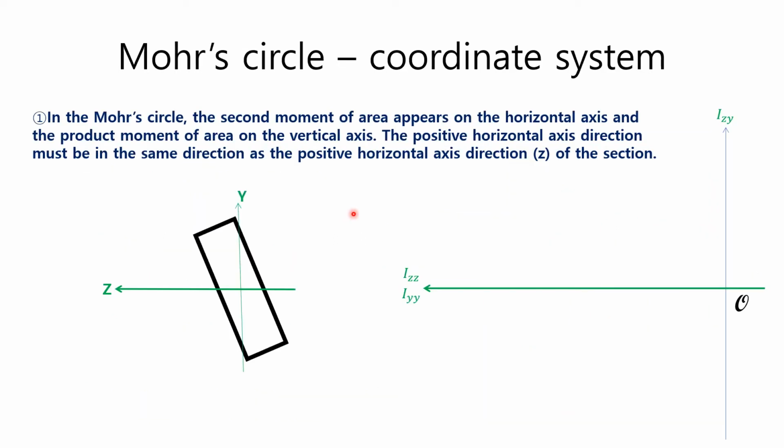Before proceeding with the principle and the proof of the Mohr circle, let's first look at how to draw the Mohr circle. As step 1, draw the axis of Mohr circle. In the Mohr circle, the second moment of area appears on the horizontal axis, and the product moment of area appears on the vertical axis. The positive horizontal axis direction must be in the same direction as the positive horizontal axis direction z of the section.